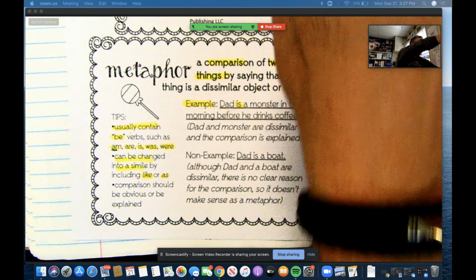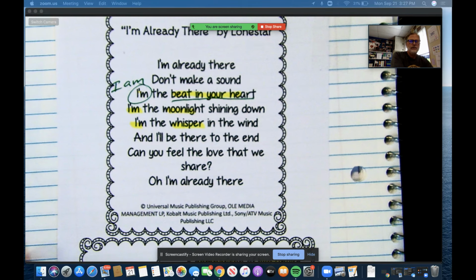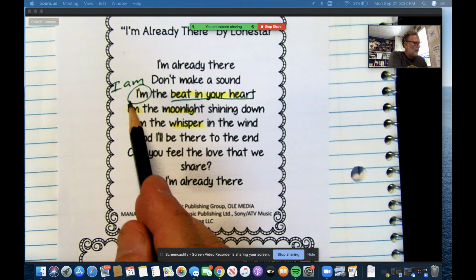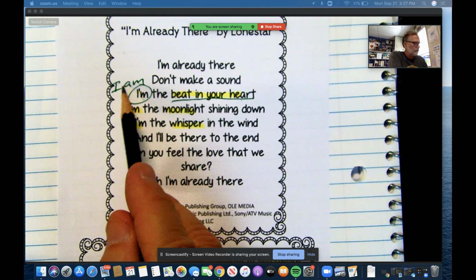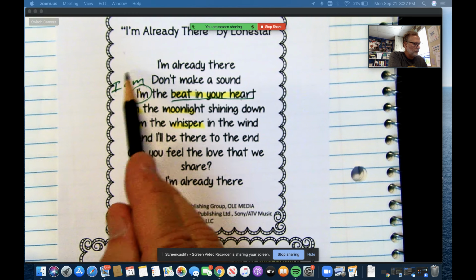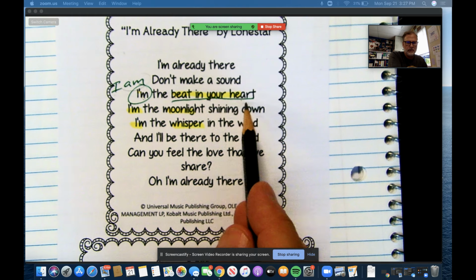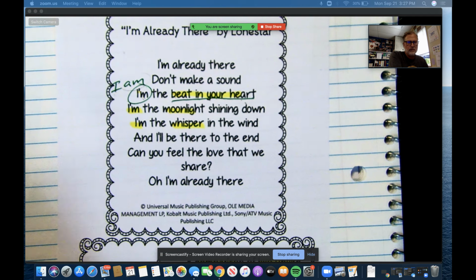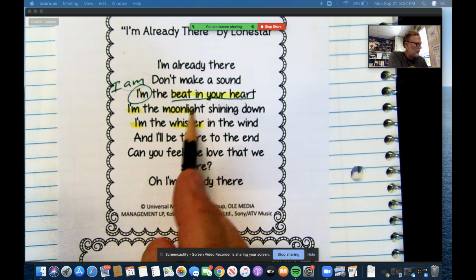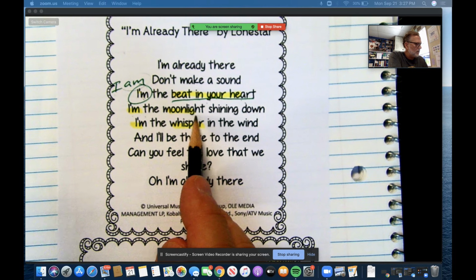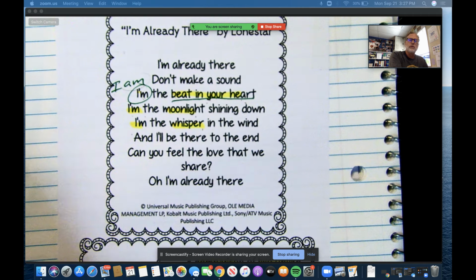Now let's go up to the top here. Here's a song, and he's saying here, I'm the beating in your heart. So this is the shortened version of I am. So there's the word am. So he's saying, I am the beat in your heart. Now this is a song, and of course it doesn't make sense without the context, but he's saying, I'm already there with you, and I'm like that beat in your heart. So he's comparing himself to the beat in the heart, and then he's saying here, I am the moonlight, and I am the whisper in the wind. So he's comparing himself to moonlight, and he's comparing himself to whisper.